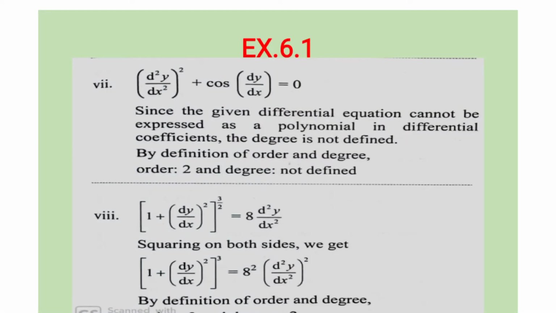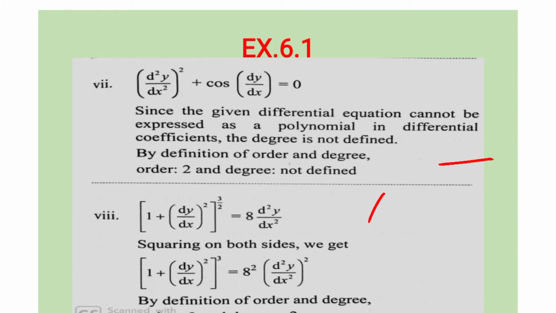Now the seventh problem, d2y upon dx square the whole square plus cos dy upon dx is equal to 0. Since the given differential equation cannot be expressed as a polynomial in differential coefficients, the degree is not defined. By definition of order and degree, order is 2 because d is raised to 2, but the degree is not defined because it is not a polynomial function, right?